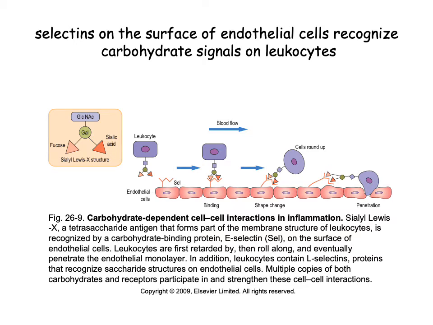And so when you have a signal, and you're going to hear much more about this in immunology, when you have a signal that something is wrong, the immune response can be initiated through this interaction between carbohydrates on the surface of leukocytes, or immune cells, and the binding proteins, in this case selectins, on the surface of the walls of the blood vessel.